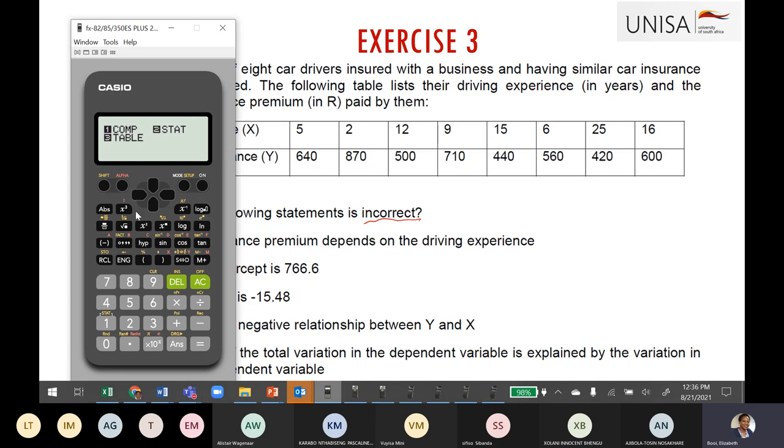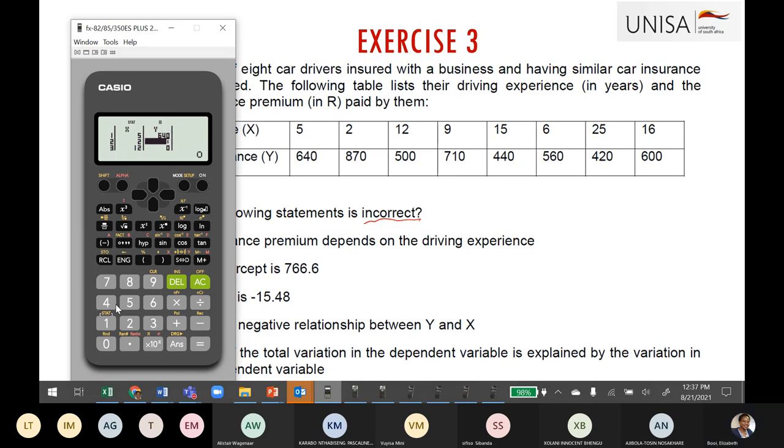So the first step, mode 2, and I press 2. And I start putting in the values onto the calculator. First with the X, because I'm using a Casio, I'll do the X first. 5 equal 2 equal 12 equal 9 equal 15 equal 6 equal 25 equal 16 equal. Then I have all of them. Just go up, up, up, up until I get to the first one. Then go to the right. Start capturing the Y values.